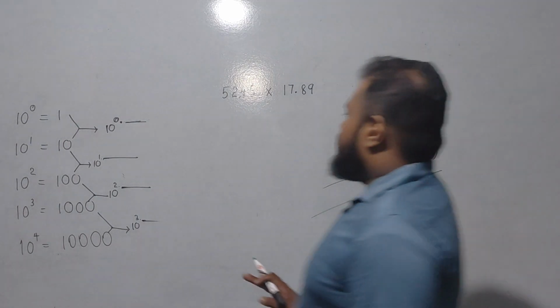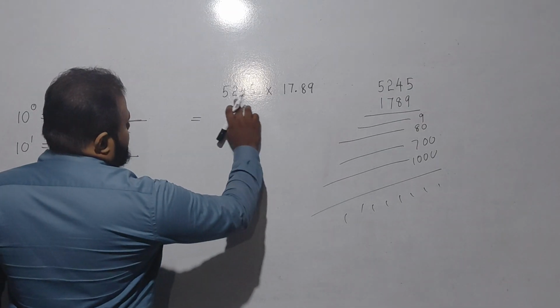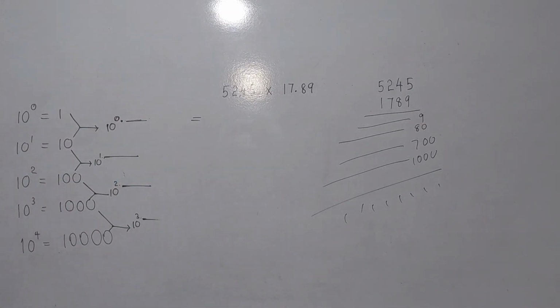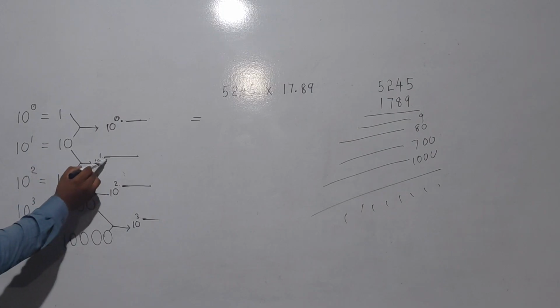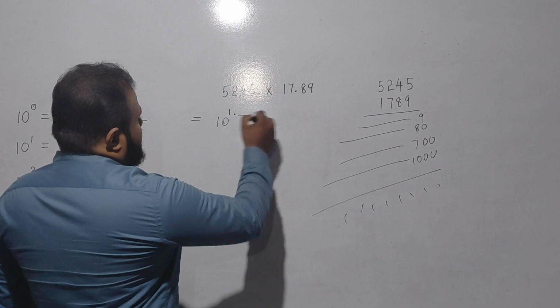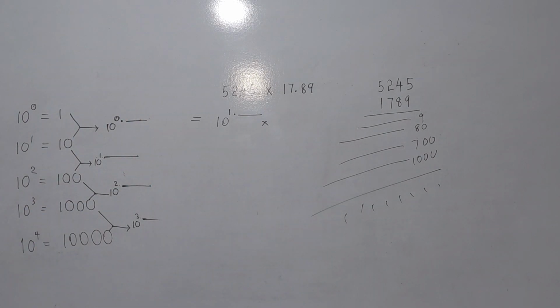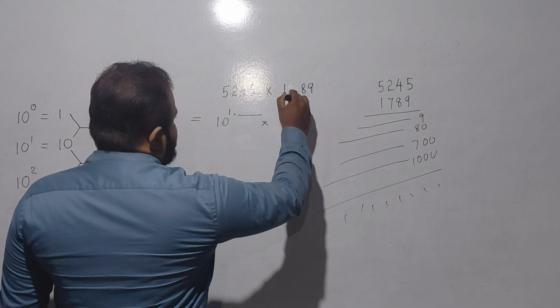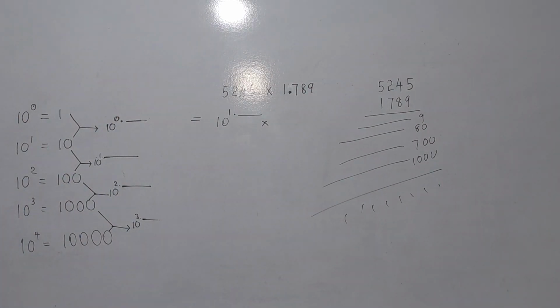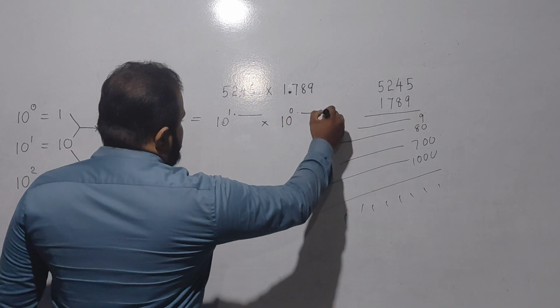But in logarithms, what do you do? What is the characteristic here? 52 is greater than 10, less than 100. So it should be 10 to the power 1 point something. 17.89 is also greater than 10. So I make this 1.789. It's greater than 1, less than 10. Okay. So it should be 10 to the power 0 point something.